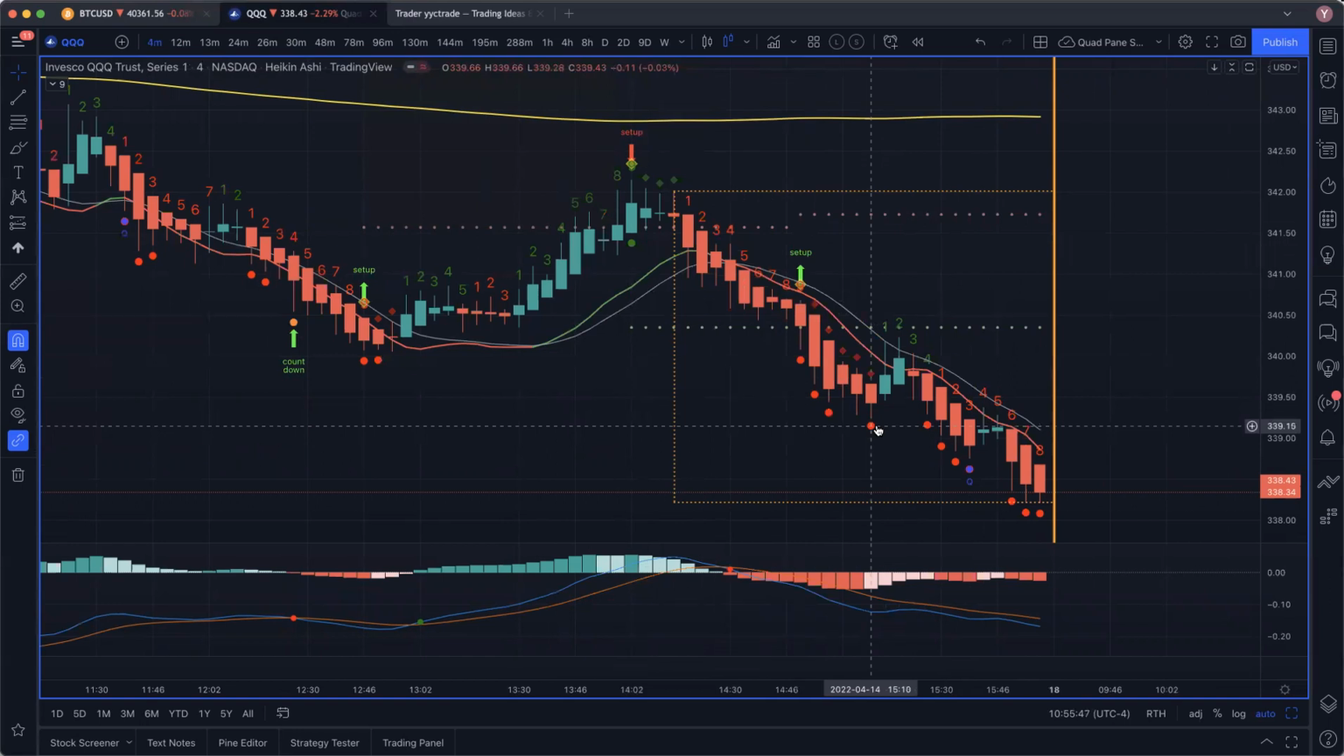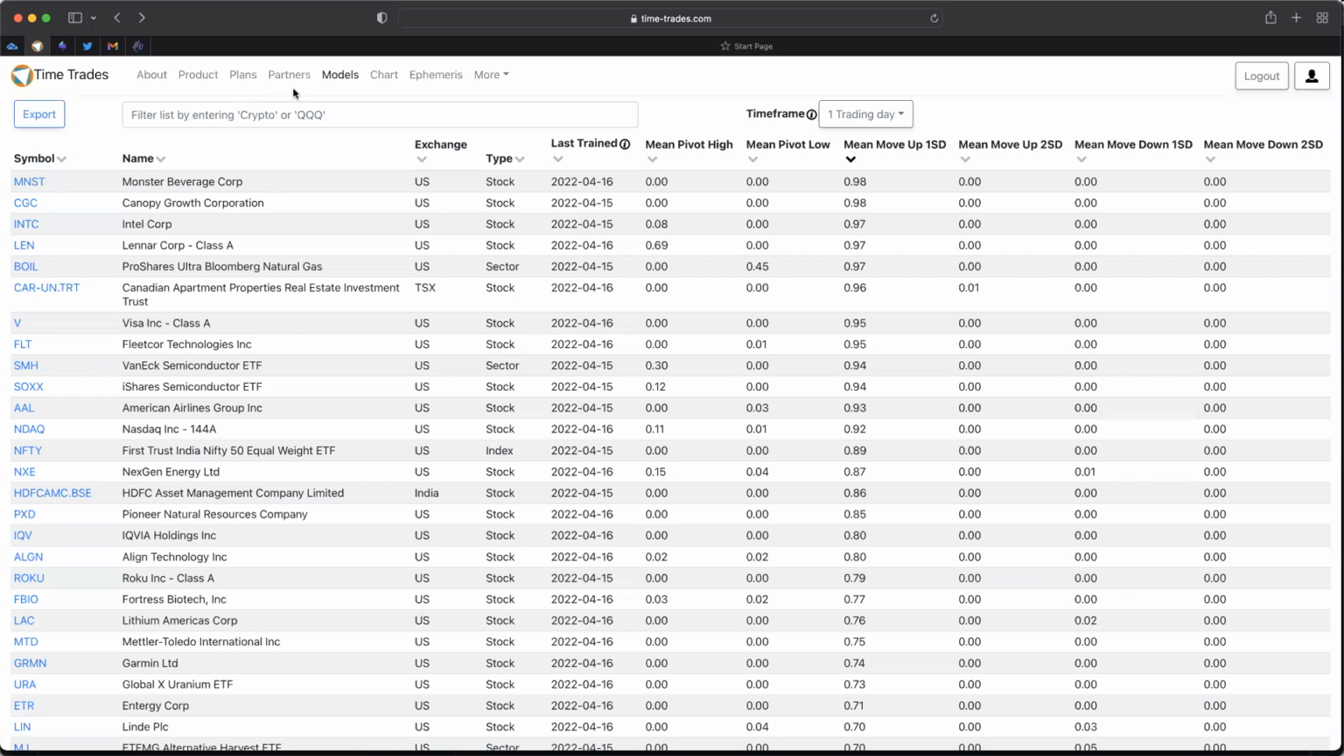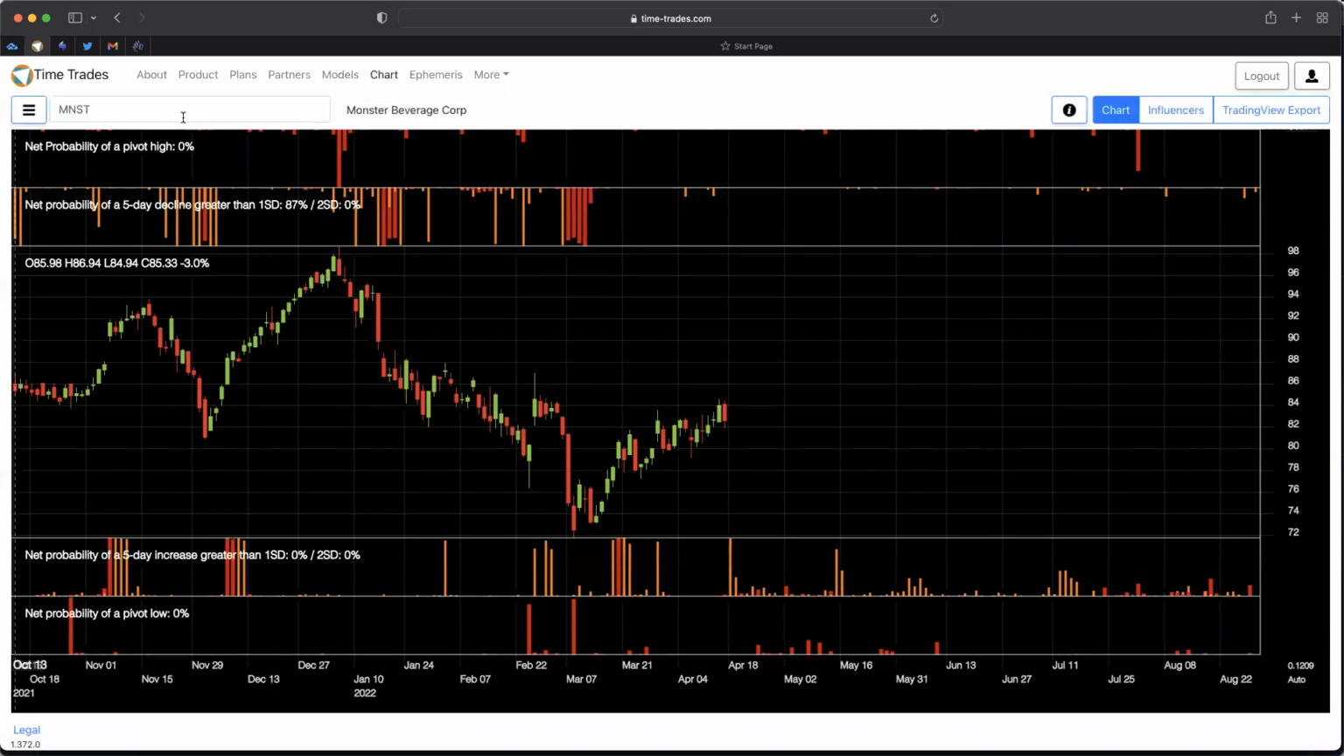So those are two new powerful features that are part of Time Trades. One is the moon void of course, and the other is the ability to choose your time frame in the models page. Okay, so with that out of the way, let's do our tour of stocks. We're going to start with the Qs as usual.